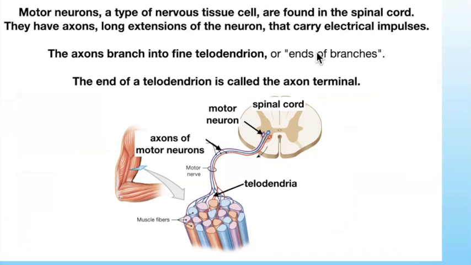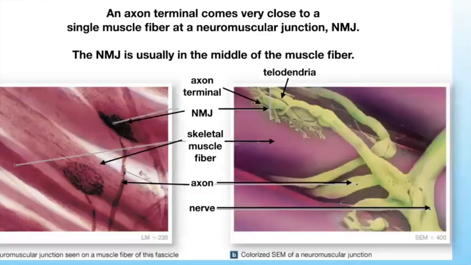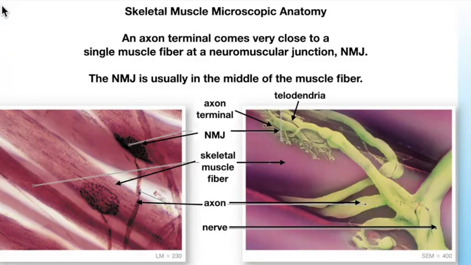Motor neurons, a type of nervous tissue cell, are found in the spinal cord, and they have axons, or long extensions of the neuron that carry electrical impulses. The axons branch into fine telodendria, or ends of branches, and the end of a telodendron has a structure called the axon terminal, at the very end. An axon terminal comes very close to a single muscle fiber at a neuromuscular junction, abbreviated NMJ. However, it is not said "NMJ", rather it is said "neuromuscular junction." The neuromuscular junction is usually in the middle of the muscle fiber, however long it is.